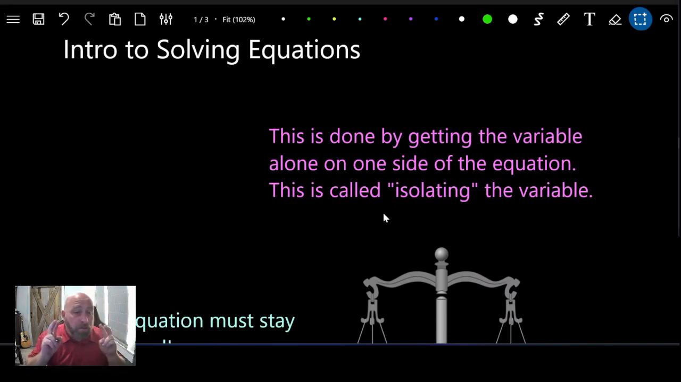This is you're going to put it in timeout, right? Maybe some of you had timeouts when you were younger. Maybe some of you still have timeouts. I don't know. But you're going to put that variable, that x, if you will, or whatever other variable it might be, in timeout. You're putting it all by itself. Okay? That's the goal. We want it to say x equals and then a number.